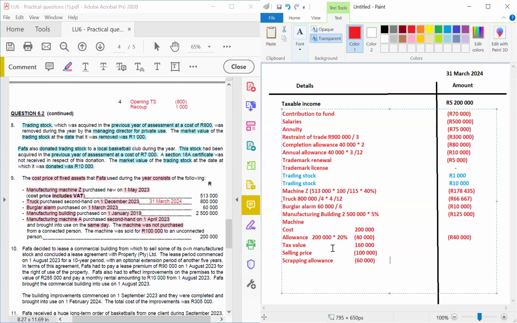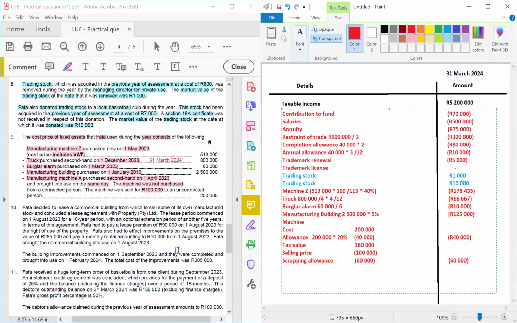If you get a scenario where they sold in the test that you are writing, it would be a scrapping allowance. It won't be a profit, because they would want to test section 11. In your other upcoming test, not this one, that's when they will want to test the profit side, where you will be doing the capital gains, etc., in detail. So this would be 60,000 scrapping allowance. Okay, I am happy with that.